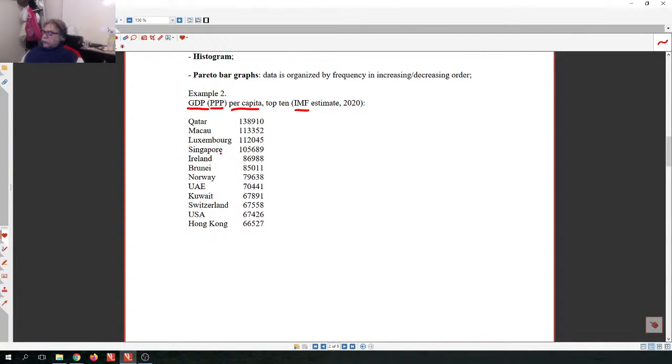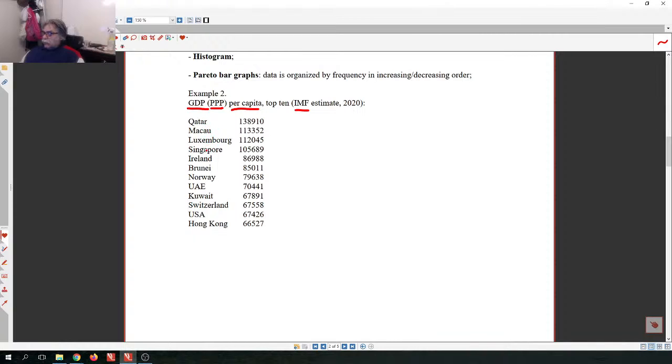Singapore, another city-state in the south of Indochina. Ireland, 86,988. Maybe I should get a job in Ireland, right? Brunei, an oil-rich country, a smaller country there. Norway, you know what that is, in the north of Europe, right? The United Arab Emirates, Kuwait, two countries in the Persian Gulf. Switzerland, again, a banking country which apparently has a pretty good GDP per capita. And then the United States. We are not really all that high as we think we are.